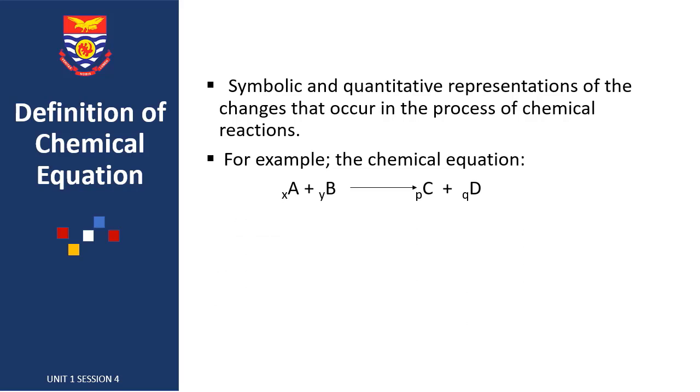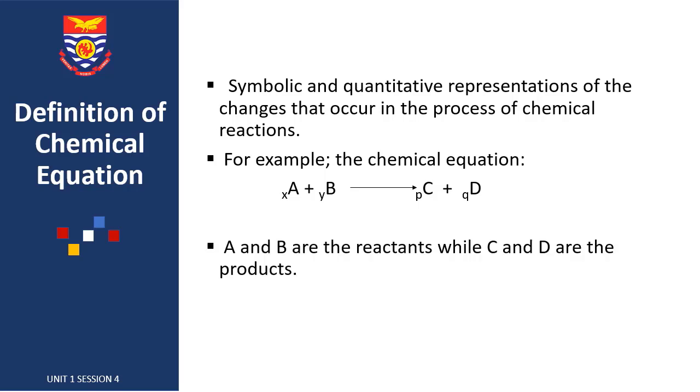So for example, we can have an equation xA plus yB going into pC and qD. Now this is a symbolic and quantitative representation of a hypothetical reaction. For this equation that we have written, A and B are the reactants, which in most cases are at the bottom or at the tail of the arrow.